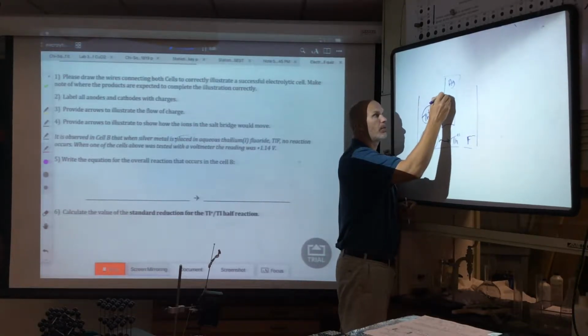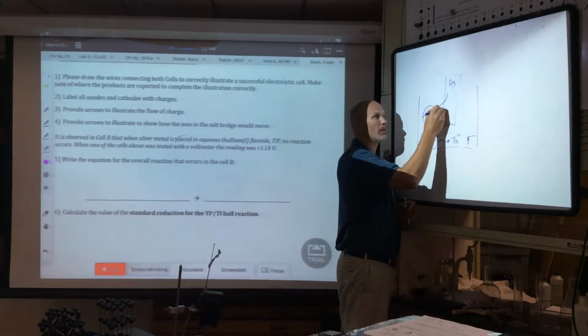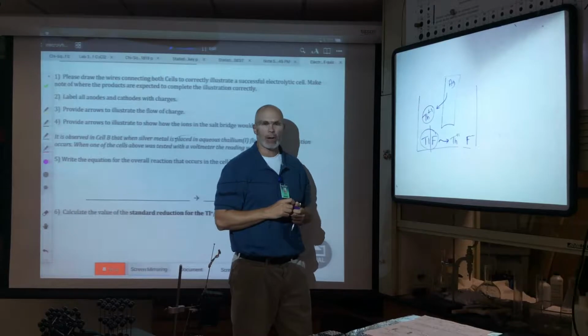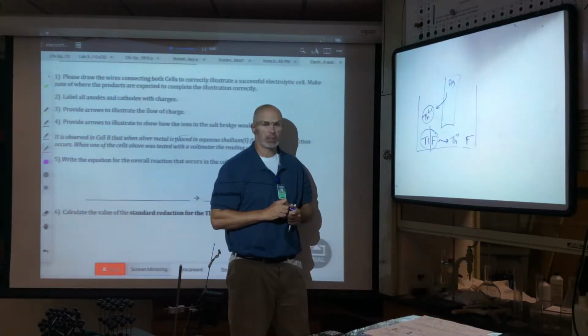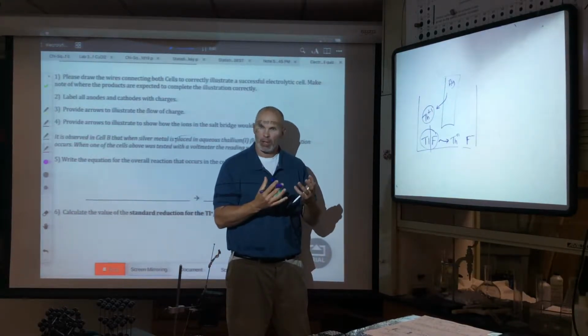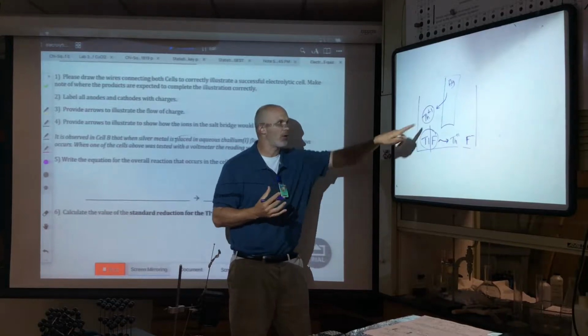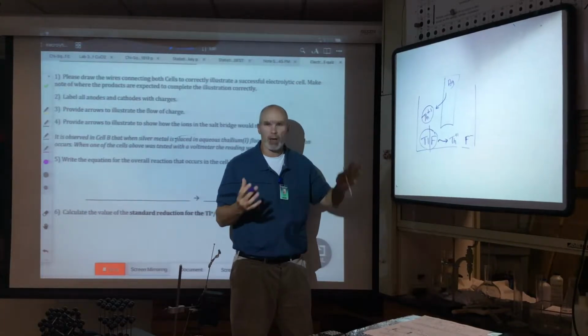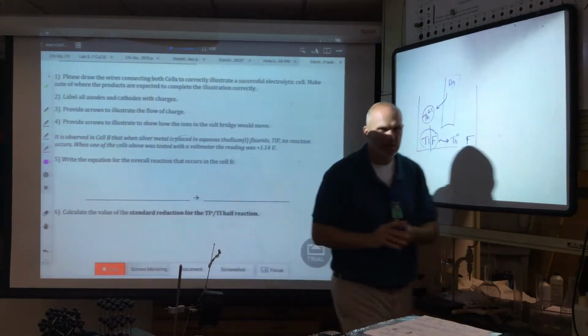Cannot force silver to what? Oxidize. Thallium fluoride is not good enough. In terms of attracting electrons, to pull electrons, it is not a strong enough oxidizer or oxidizing agent. So there's nothing that occurs here. Now, why is that a hint?